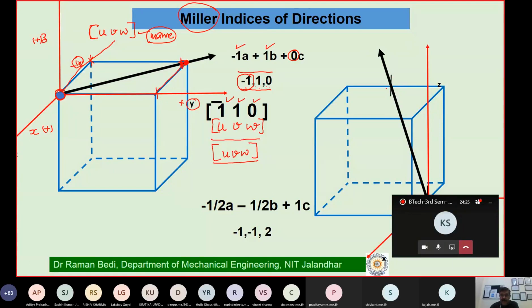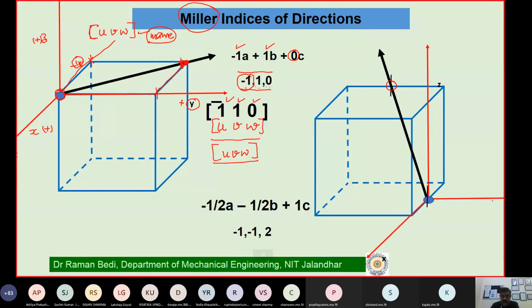Now, this is the second one, where I show another example. Just a minute, let me remove this. So what we observe here is that we are taking this vector here. Although it is shown pointing here, I'll say it's ending here. So we consider the origin to be on the other end. Taking this again as X plus, Y, this will be minus X, this will be plus Z. So the second point is here.